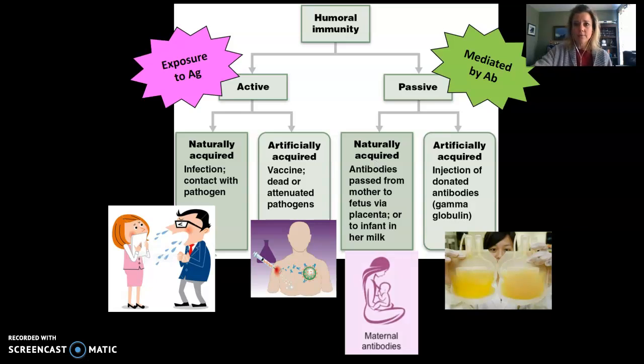So those are the 4 different kinds of humoral immunity, 4 different ways that we can get antibodies into our system.